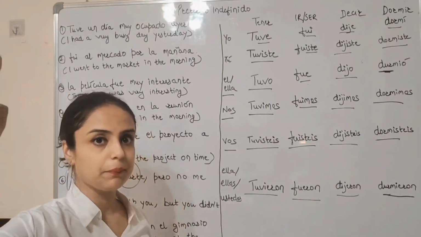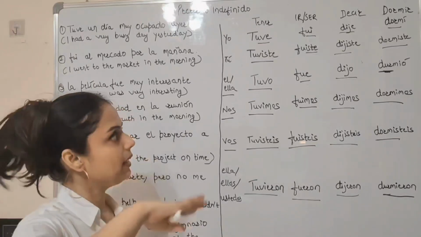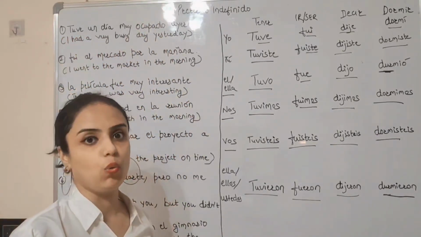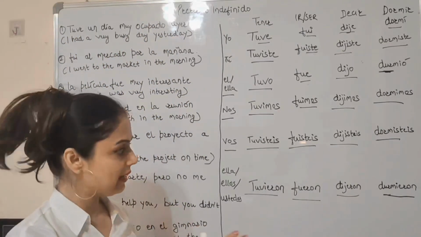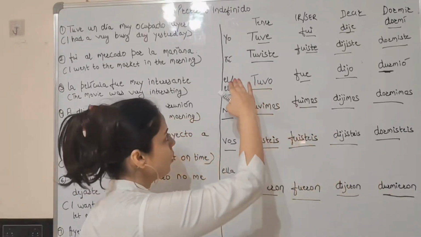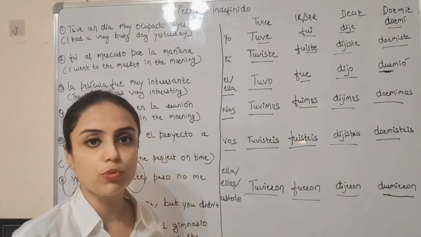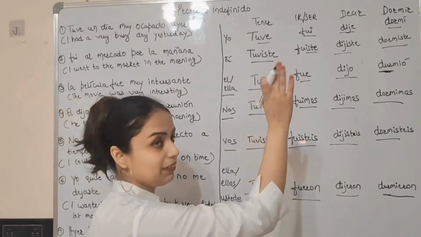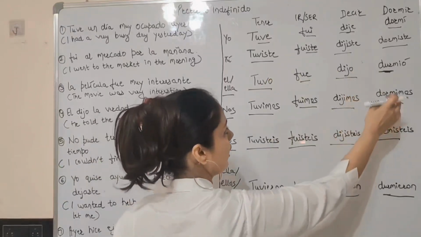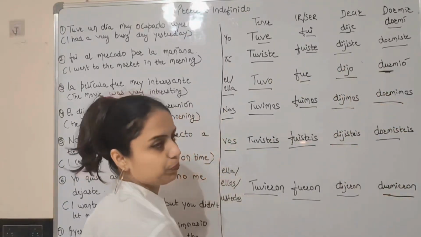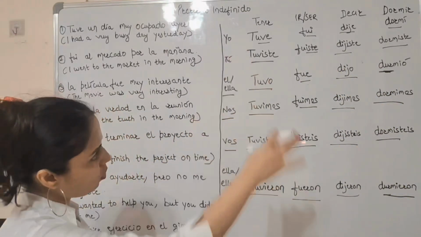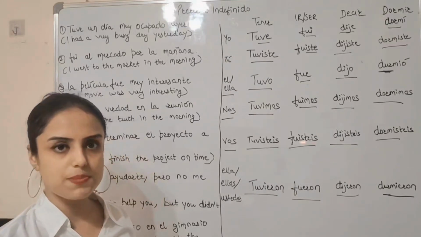Same for pedir. It's pedí, pediste, pidió. Right? Pidió, and in here it's pidieron. So in the third person singular and third person plural, e will be replaced by i. Okay? So these are the conjugations for irregular verbs.